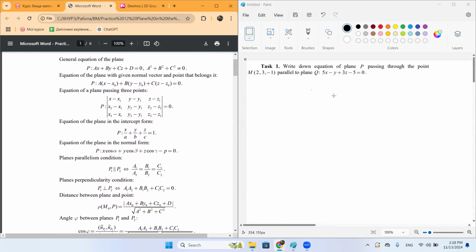Okay, so the task is the next. We need to write down the equation of the plane P that is passing through the point M and parallel to another plane Q. How to solve? Which equation can we take? Do we have everything for this? Any ideas?